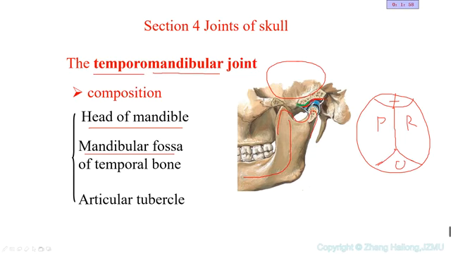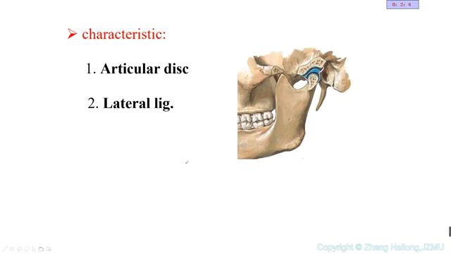So here is the head, here is the fossa. They will form this joint. Its composition. And what are the characteristics? First one. In this cavity, there is a disc, the articular disc, and this disc divides the cavity into an upper portion and a lower portion.